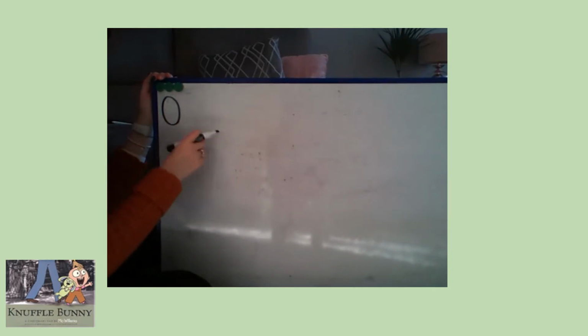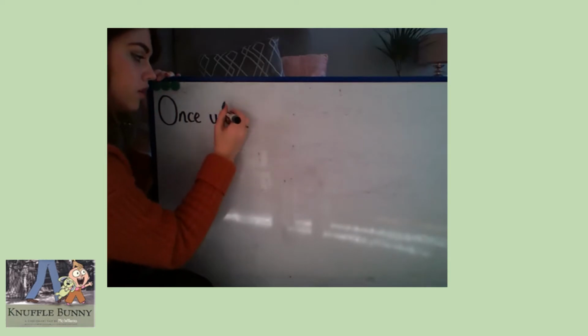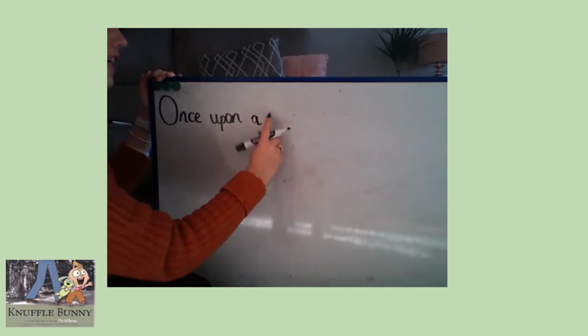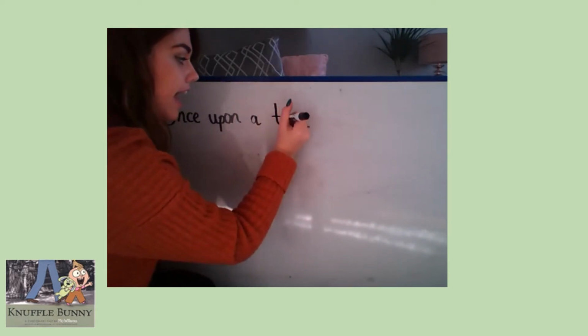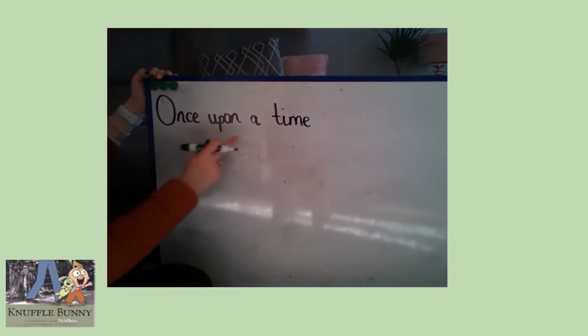So, I need a capital O to start with. Now remember, capital O and lowercase o are just the same, so we need to make sure that they're a little bit bigger if we want it to be a capital letter. So, once, finger space, upon, finger space, a, finger space, time. Once upon a time.